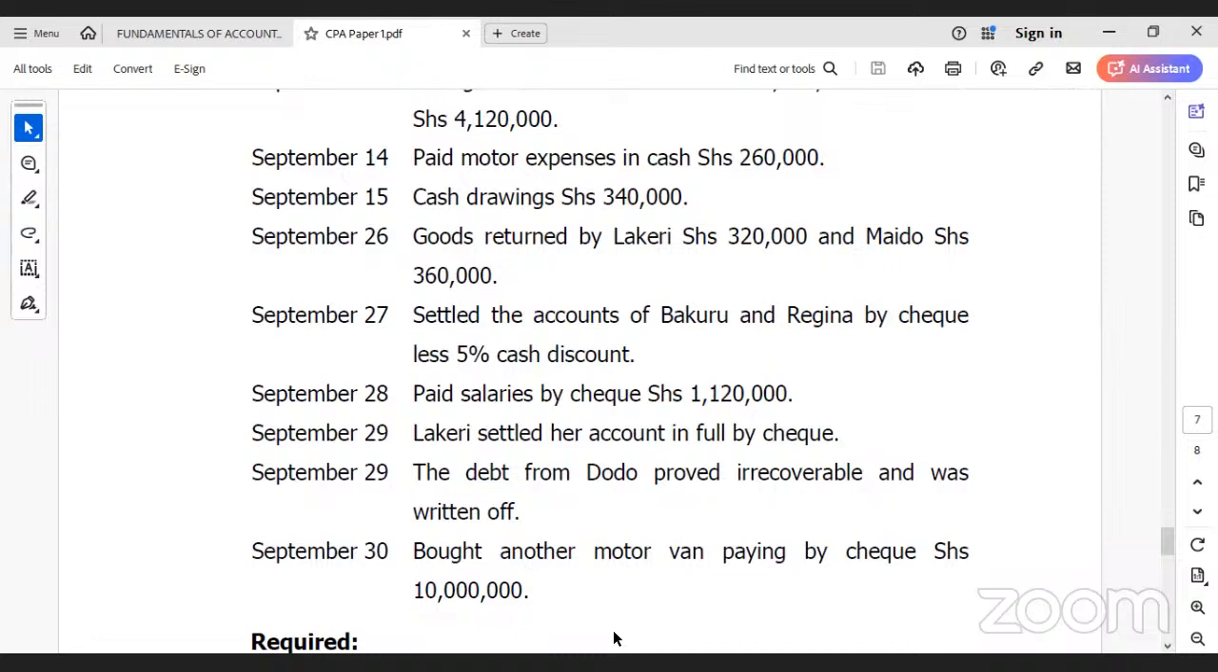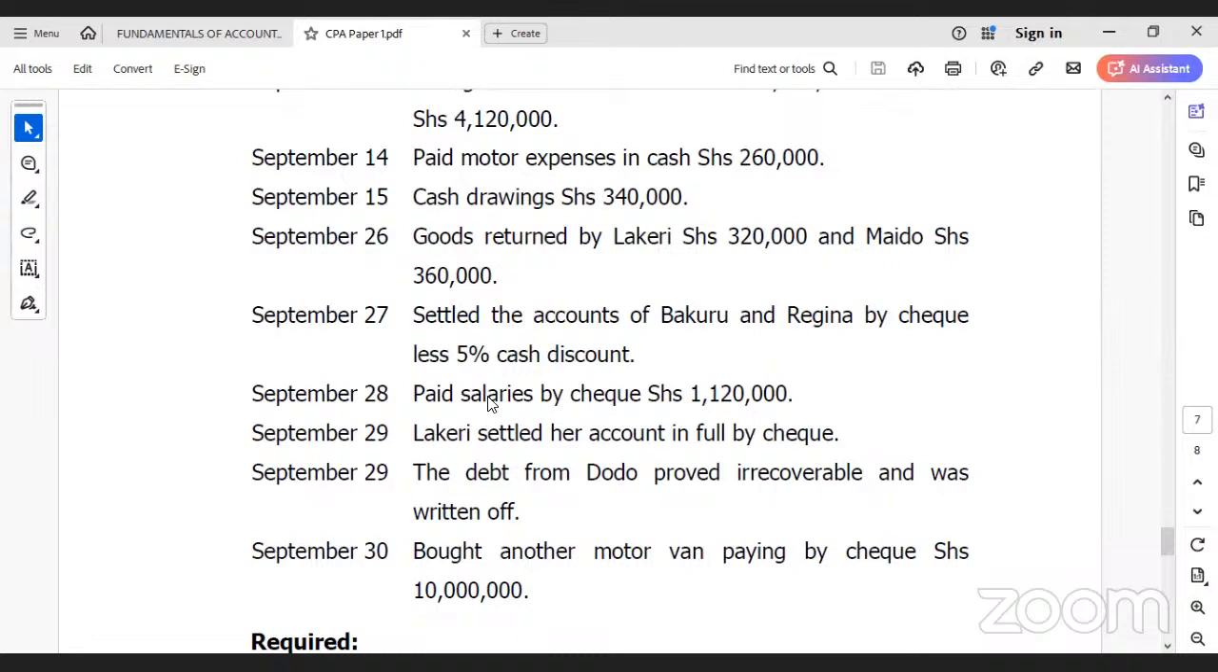Customers are returning goods. So we enter those goods in what we call the return inwards account, or the goods returns account. So we are going to prepare the return inwards account. The customers' accounts, you already have them. So let's prepare the return inwards account.